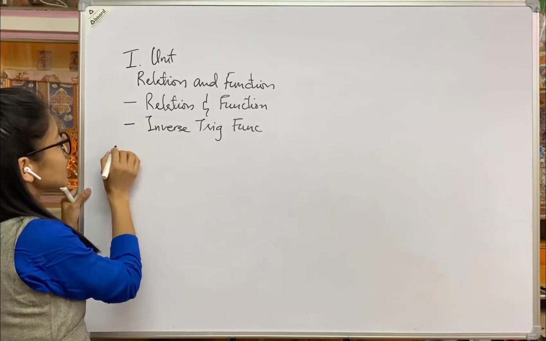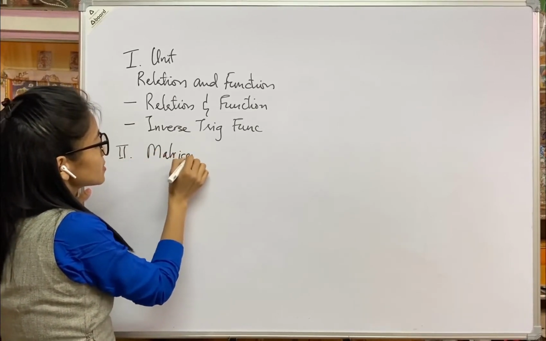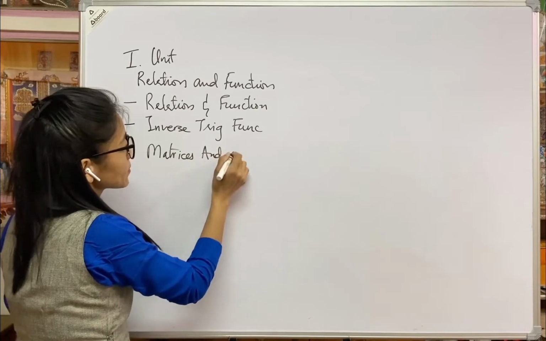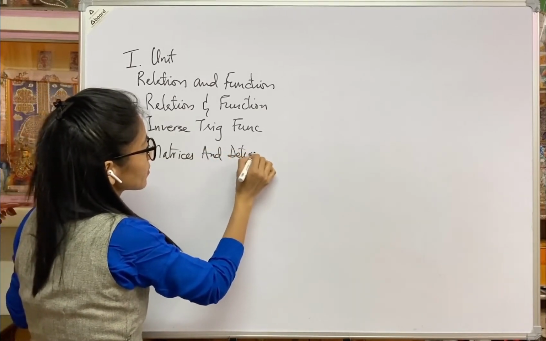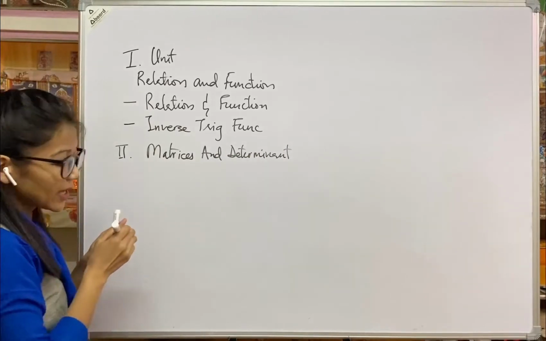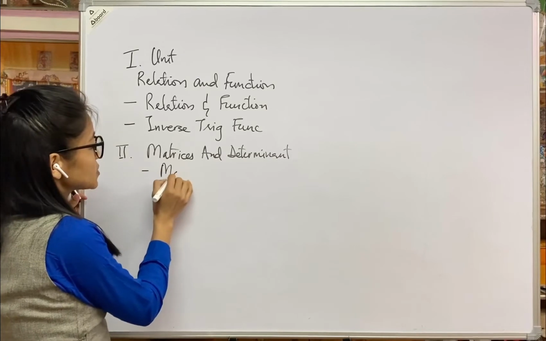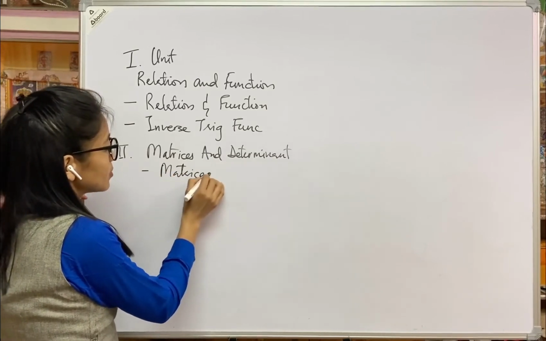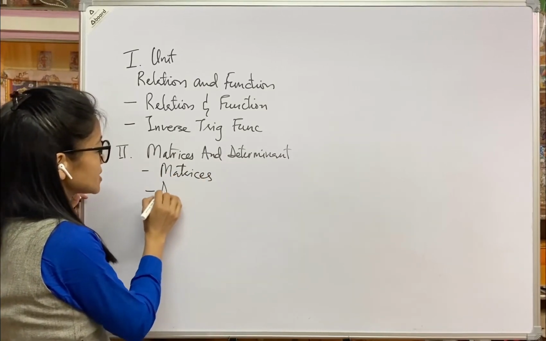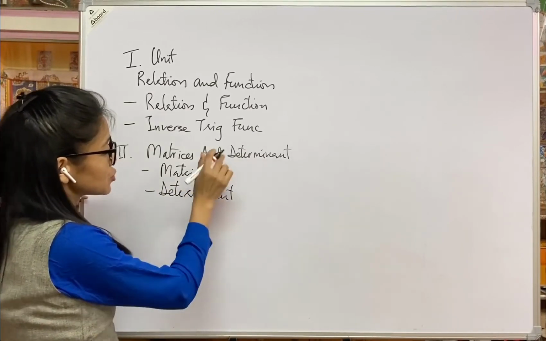The second unit we have is matrices and determinant. In this second unit we have 2 chapters: first we have matrices and second we have determinant. So these are the 2 chapters we have in this unit.